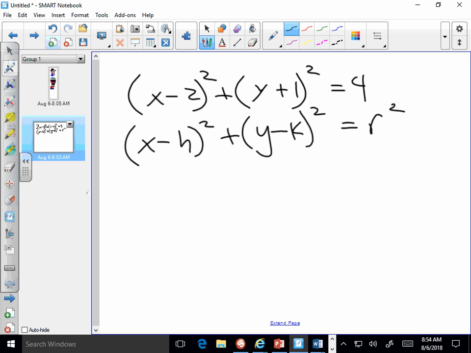So, where's the center of this circle, Louisa? Yes, and for this problem here? What's sitting in the h position? Two, good. And what's sitting in the k position? Careful. Who said negative one? Why negative one?